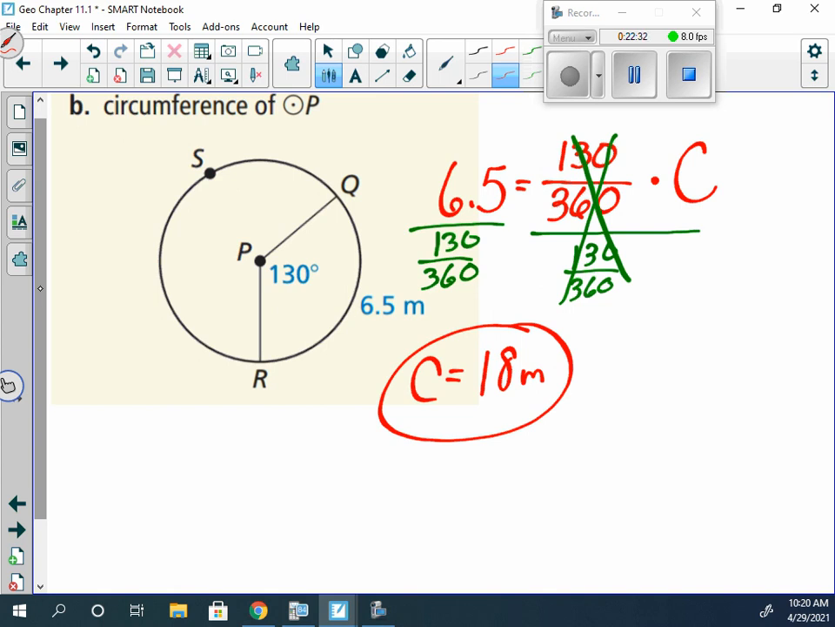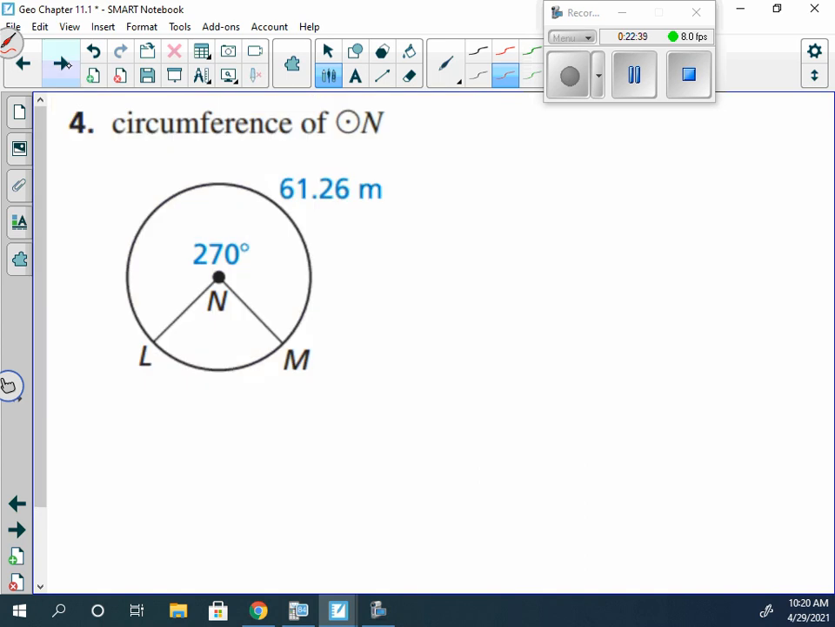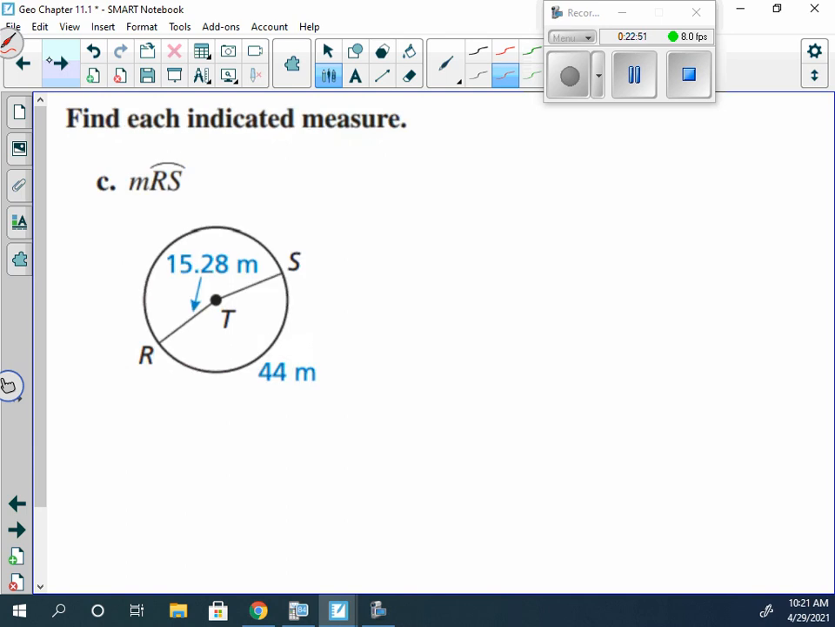Any questions on any of this here? Do we need to see another example of finding circumference given an arc length? Okay. Let's look at this one here. This one here is a little bit different because what is it asking for? And what indicated measure do we want? RS. So RS, it's going to be in degrees because we're trying to find the arc's measure. Arc's measure is always in degrees. So it's going to be this here.